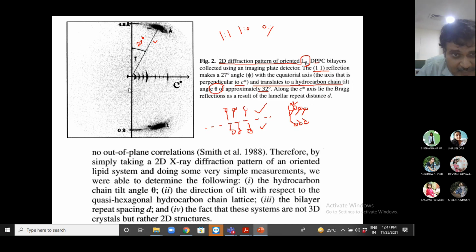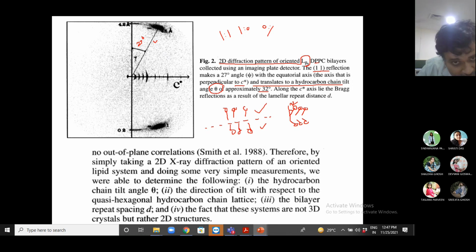So this is the lamellar repeat distance. So we are getting how far they are and at what angle they are tilted. By simply taking a 2D X-ray diffraction pattern of an oriented lipid system and doing some very simple measurement, we can determine the following: the hydrocarbon chain tilt angle, the direction of the tilt with respect to the quasi-hexagonal hydrocarbon chain lattice, the bilayer repeat spacing d, and the fact that these systems are not 3D crystals, but rather 2D structures.